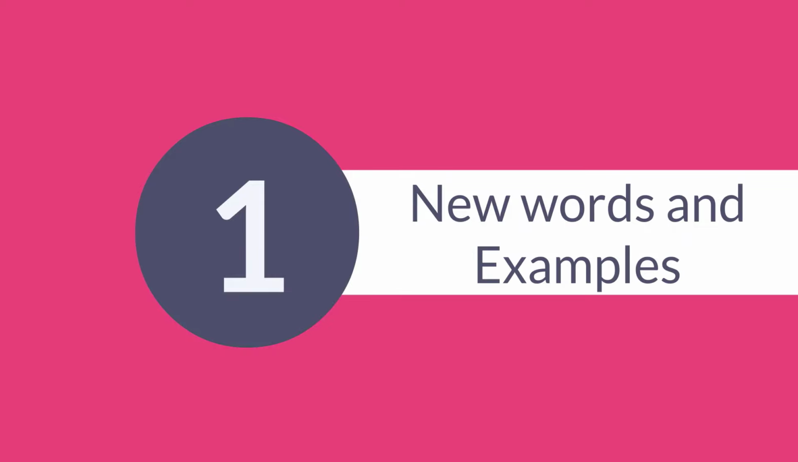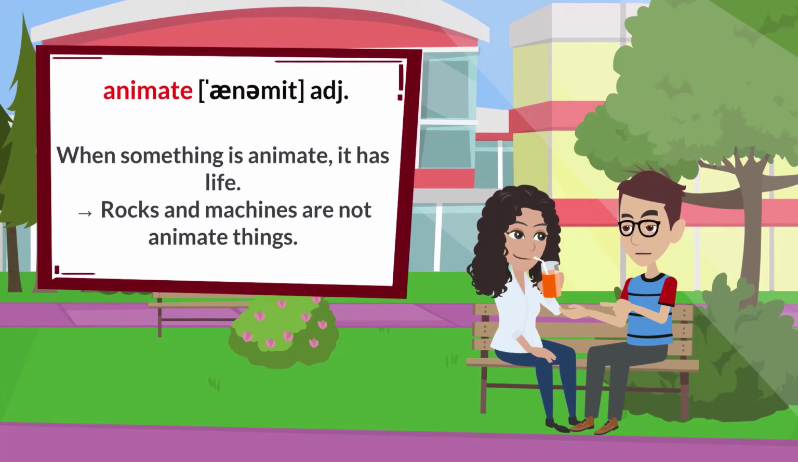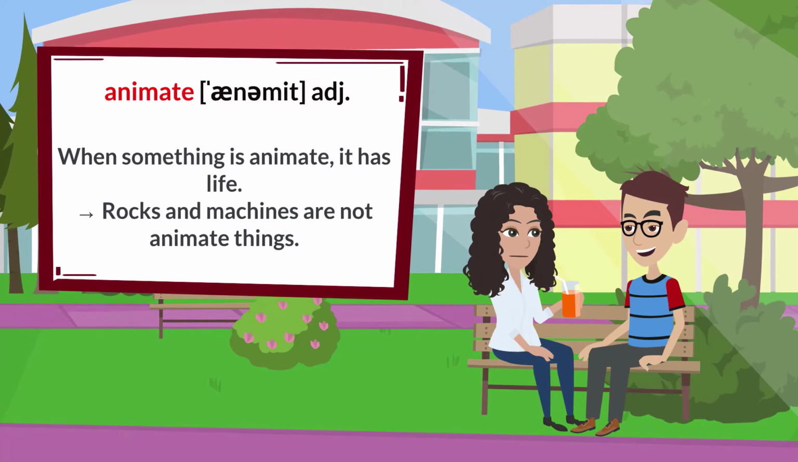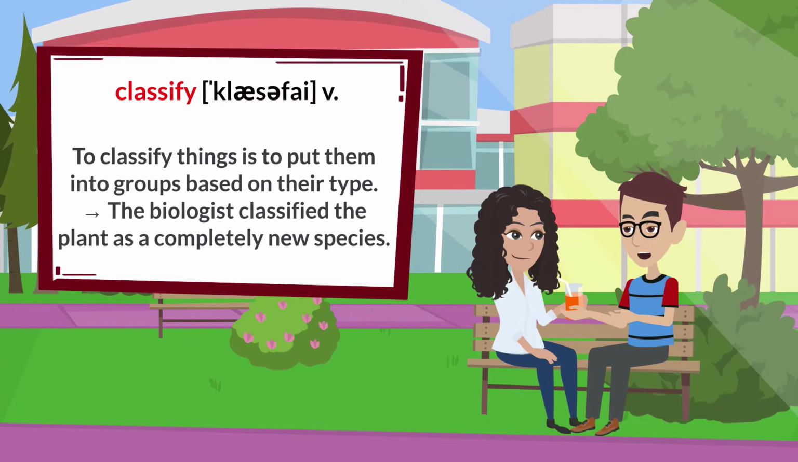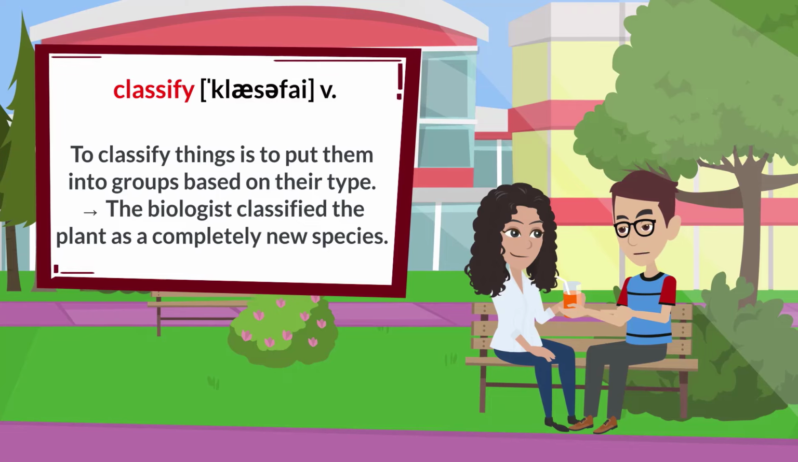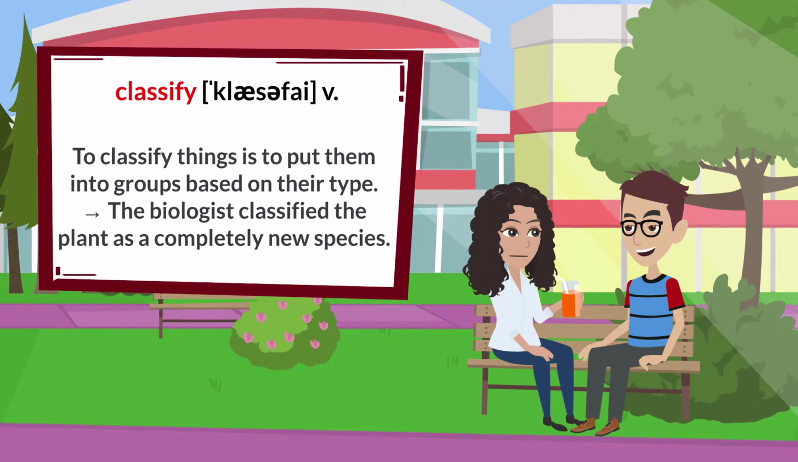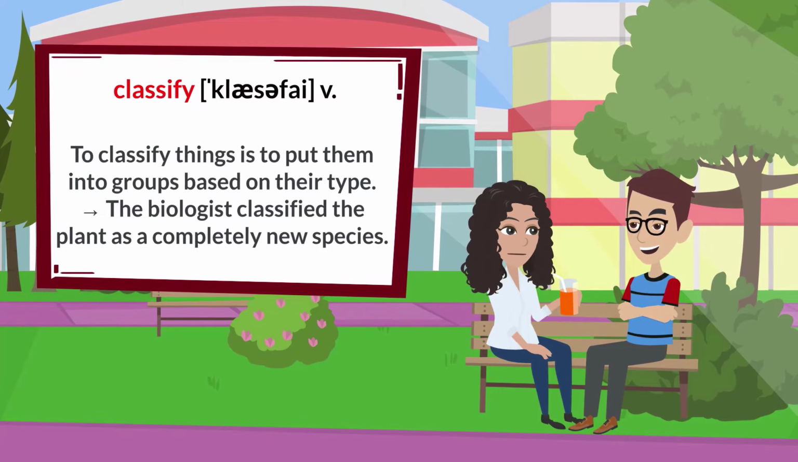New words and examples. Animate. When something is animate, it has life. Rocks and machines are not animate things. Classify. To classify things is to put them into groups based on their type. The biologist classified the plant as a completely new species.